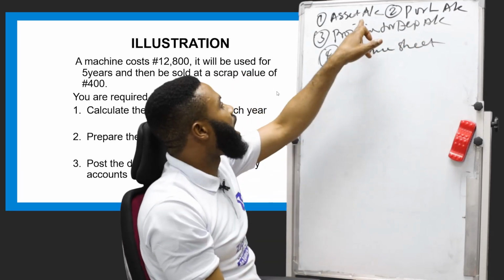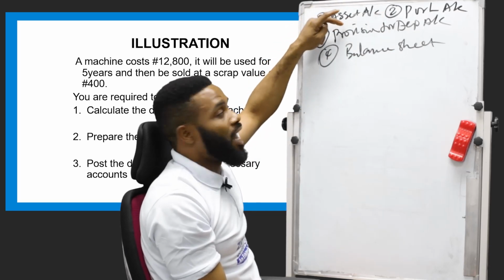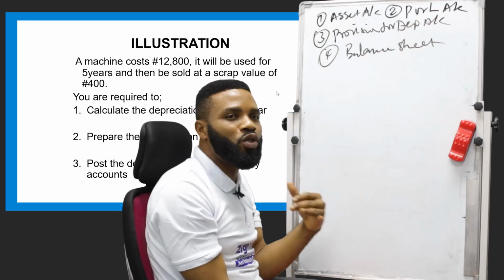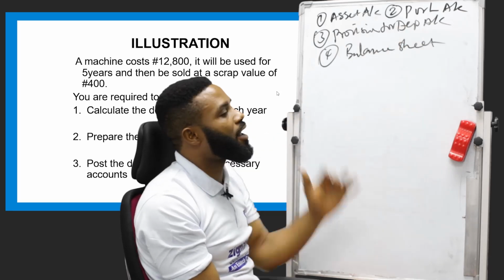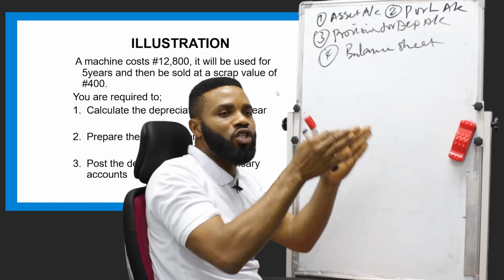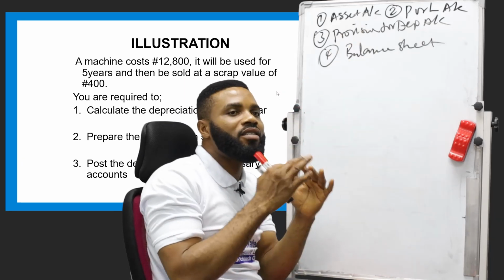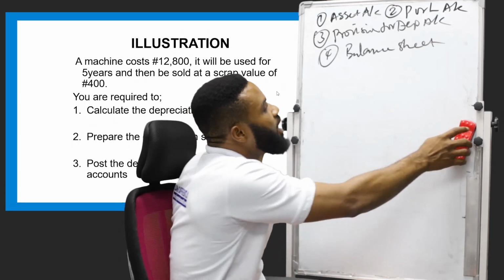The first one is the asset account. This is where you write the value of the asset. Then the profit or loss account. This is where you post the various depreciation. And then the provision for depreciation account is a liability account where all the depreciations within the year will be recorded, and the balance sheet is the statement that shows the net book value of the asset.